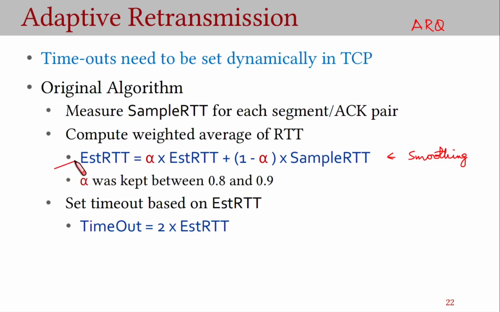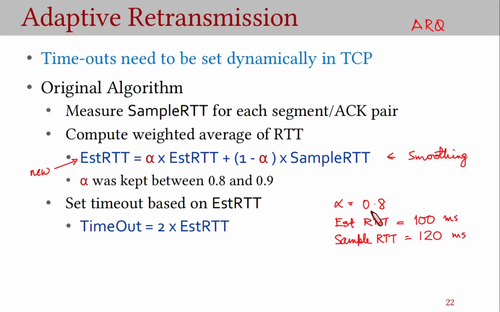So this new RTT estimate is computed as alpha times the previous estimate plus 1 minus alpha times this sample RTT that represents the round trip time of the recent segment. And in this algorithm, alpha was kept between 0.8 and 0.9. And then for the segment that the sender is going to send, it's going to set the timeout as twice this estimated round trip time.